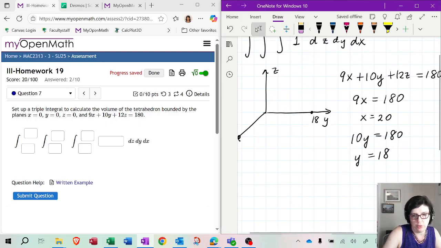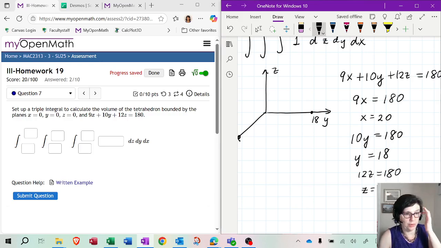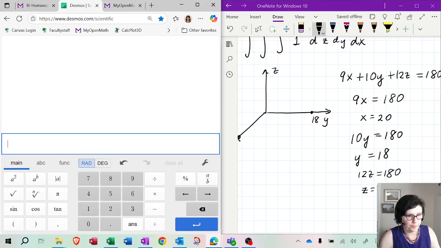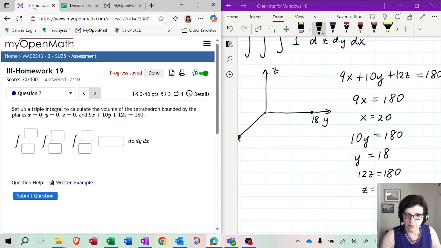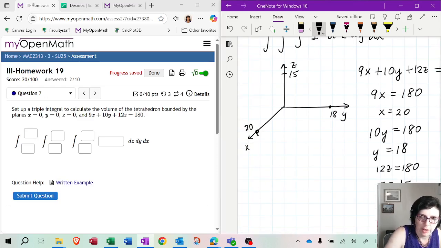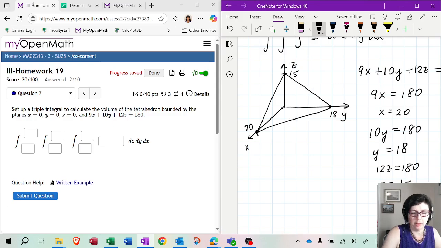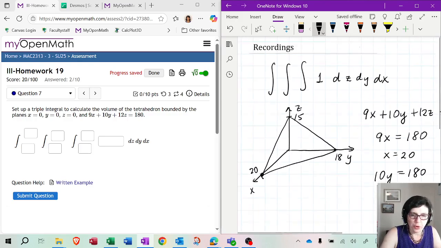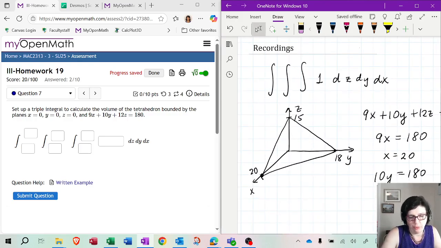And then for z, you set x and y equal to 0, and you get 12z equals 180. Dividing both sides by 12 gives 180 over 12, which is 15. So z equals 15 is where it's going to intersect over here. So this is going to be like a slanted triangle, bounded by that slanted triangle and the xy, xz, and yz planes. That's your tetrahedron.